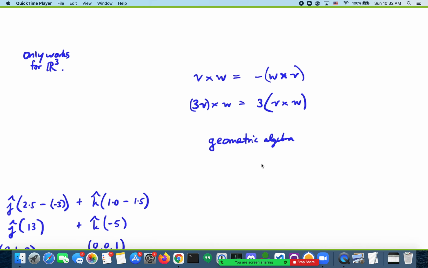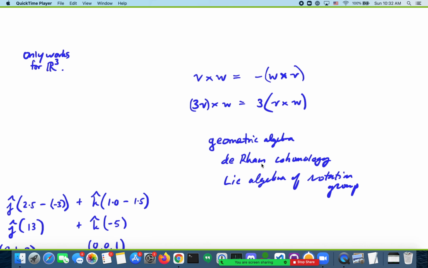I would look up something called de Rham cohomology. I mean, there's really a lot of math here. I would look up something called the Lie algebra of the rotation group. And all of these things are sort of ways you could generalize the cross product or understand the cross product. And none of them should we cover in this class. And so I'm not even going to attempt to give you an understanding of the cross product.